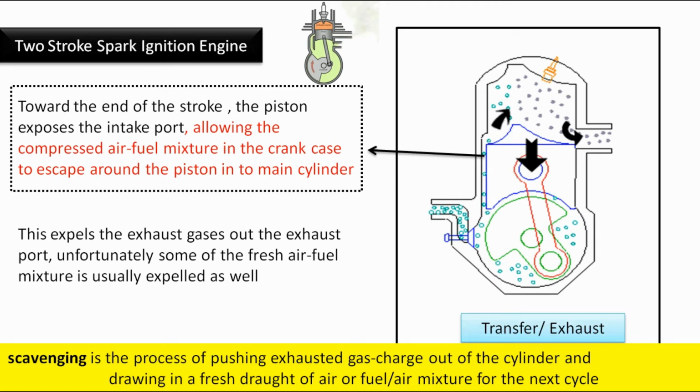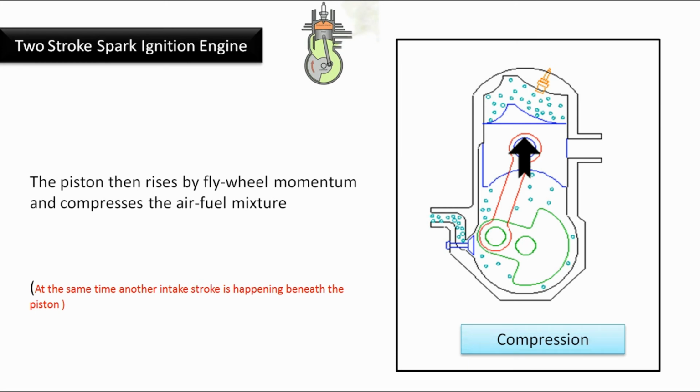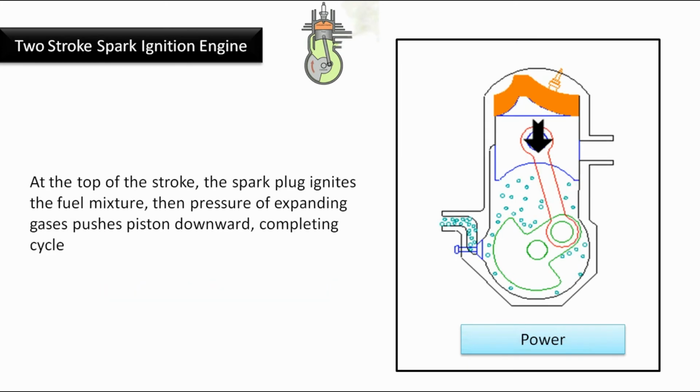Let's see what is scavenging. Scavenging is the process of pushing exhaust gases out of the cylinder and drawing in a fresh draught of air or fuel mixture for the next cycle. The piston then rises, with flywheel momentum, and compresses the air-fuel mixture. At the top of the stroke, the spark plug ignites the fuel mixture, then the pressure of expanding gases pushes the piston downwards, completing the cycle.